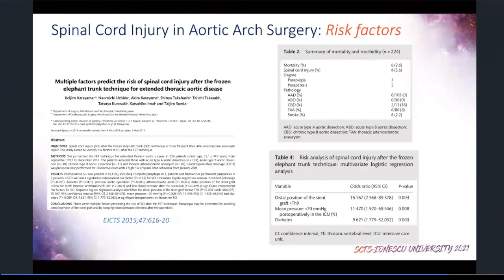This was another paper from Japan looking at risk factors, and this was an experience of 224 patients with a 2.6% operative mortality and a 3.6% spinal cord injury rate. Ultimately, distal position of the stent graft greater than T9, a lower mean blood pressure, and the presence of diabetes were all risk factors for spinal cord injury after the frozen elephant trunk technique.